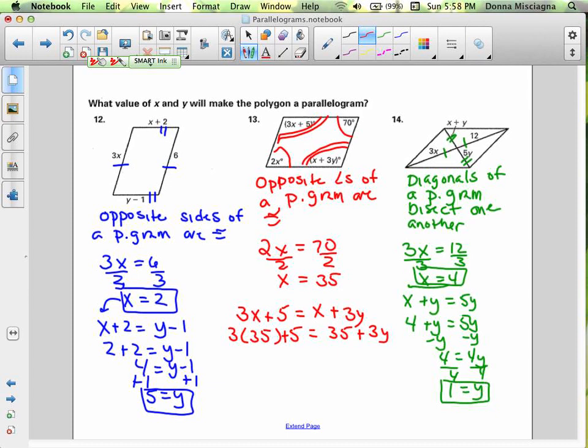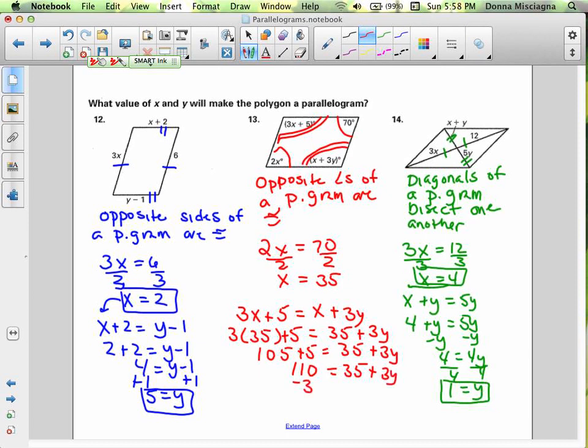I think the other one had a computation error. And I think it's right here on the multiplication. So 3 times 35, 3 times 30 would be 90. 3 times 5 would be 15. So this would be 105 plus 5 equals 35 plus 3y. We can add the 105 and 5 together. That would be 110 equals 35 plus 3y.